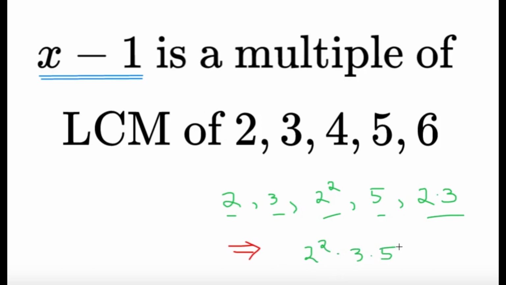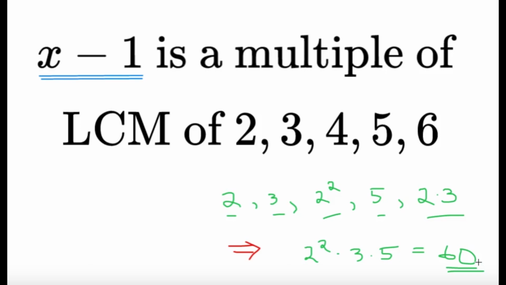We just take the largest prime power, which is in this case the 2 squared, the 3 is the largest prime power of 3, and then the 5. So the LCM would be 2 squared times 3 times 5, and this equals 60. So we can say that x minus 1 is a multiple of 60.